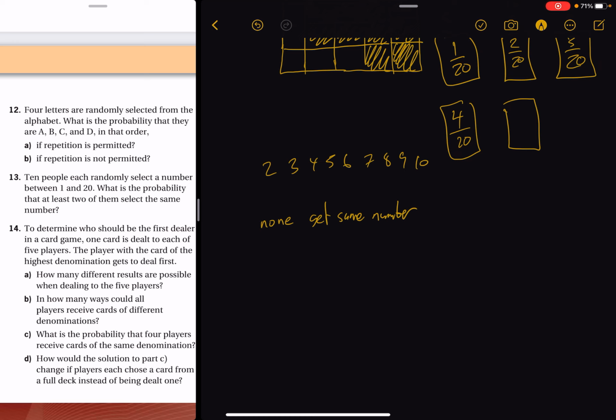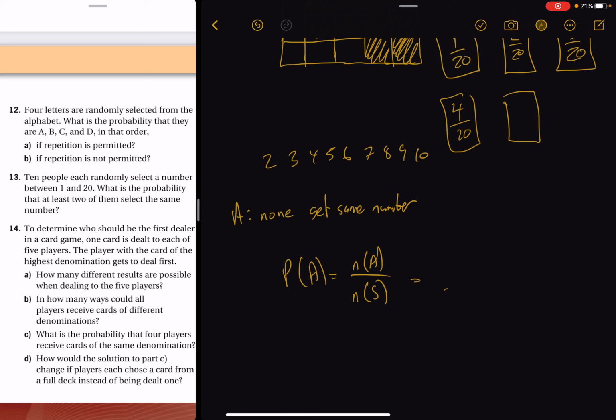And the way we do that is, well, the probability of A, where A is none get the same number. Probability of A equals NA over NS. How many different permutations of numbers could they be? Could they all get the same number? NS is equal to 20 choices to the power of 10 people, right? But NA is, they can't share the same birthday. They can't share the same number. None of them get the same.